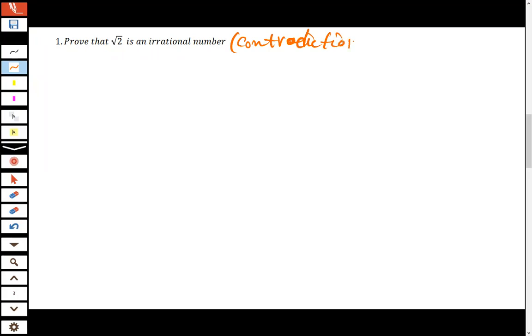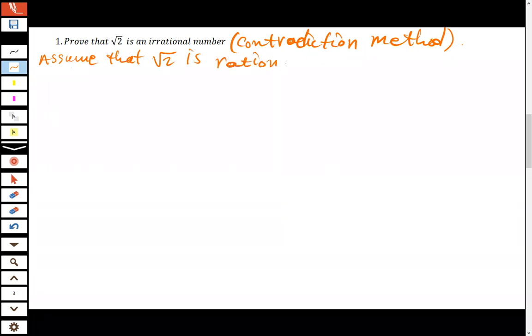Contradiction method. This is the method that we're going to use. So how do you use this method? We're going to make an assumption. The first step is to assume that the root of 2 is a rational number.